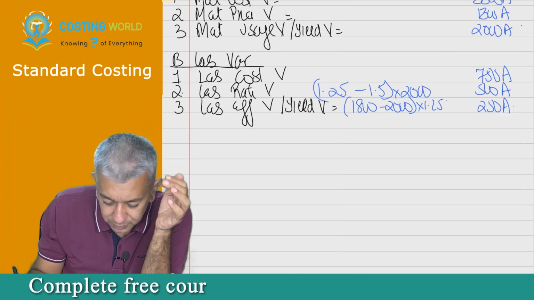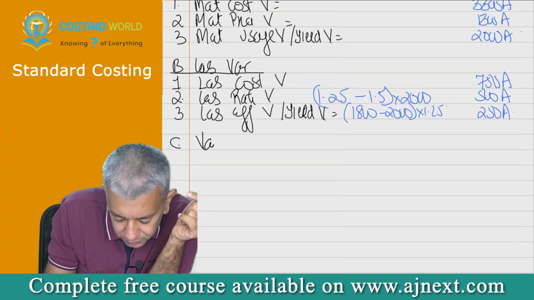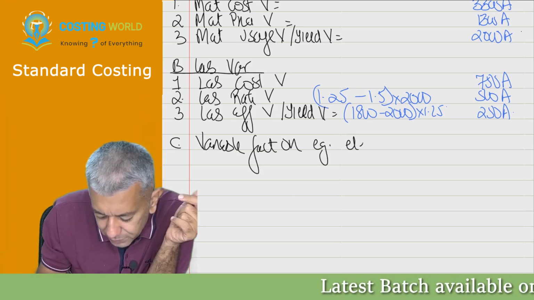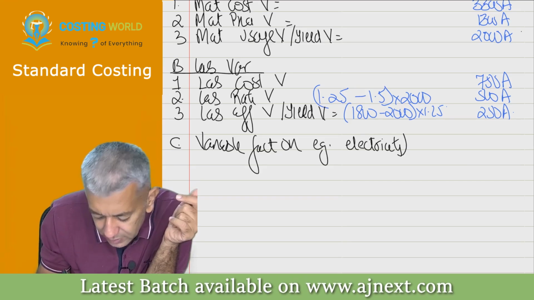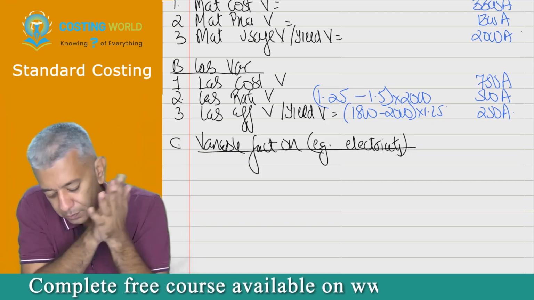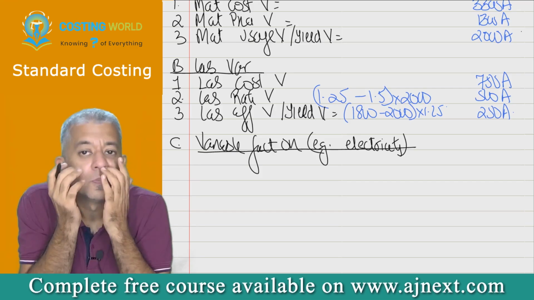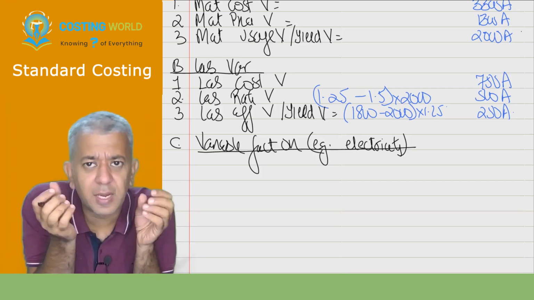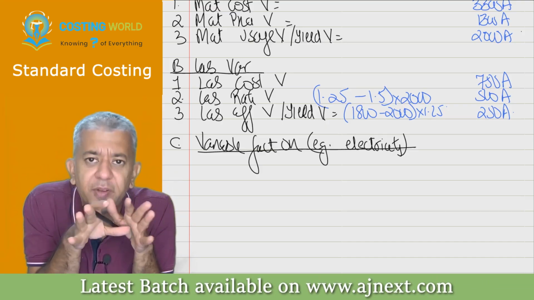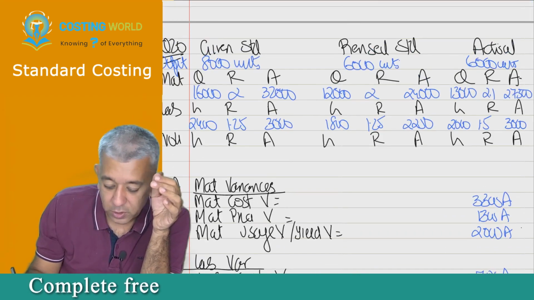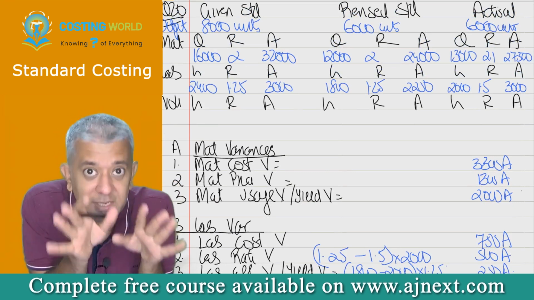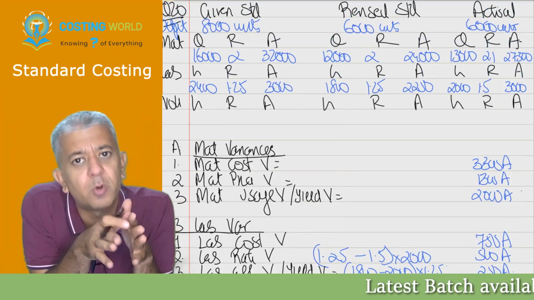So do one thing. You all write down over here: C, variable factory overheads. Example: electricity. Now see, variable overheads for you all will mean electricity expense for CA Inter. Let's talk of your CA Inter only, not of CA Final. So your variable factory overheads will be, in this case, your electricity cost. So material is dependent upon output, labor is dependent upon output, and variable factory overheads are also dependent upon output only.